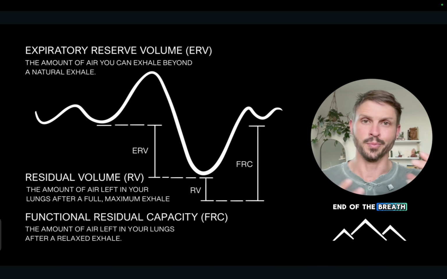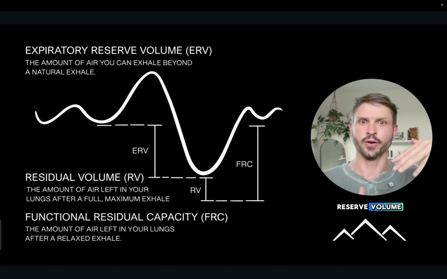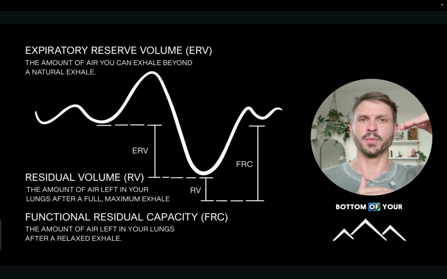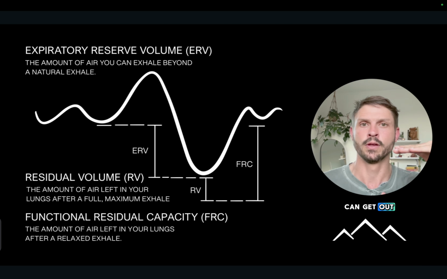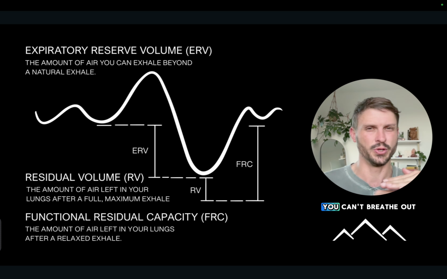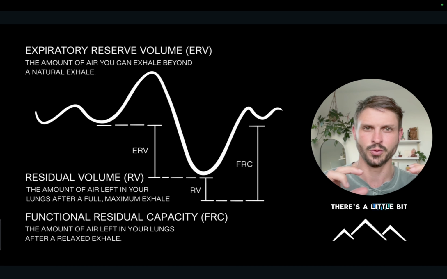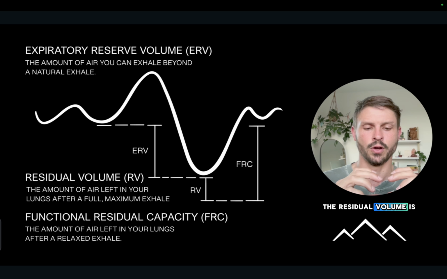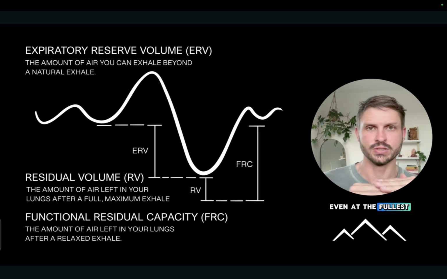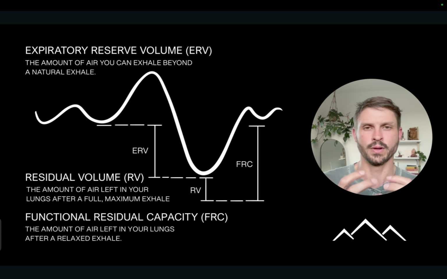And on the other end of the breath cycle, we have the expiratory reserve volume. So that's how much space is left from that bottom of your tidal volume exhale, how much more you can get out. Then at some point, you can't breathe out anymore, but even then, there's a little bit of air left at the bottom. This is the residual volume. The residual volume is essential for lung function because you need that tiny bit of air at all times, even at the fullest exhale. That little bit of air maintains pressure in the lungs to prevent collapse. So residual volume is quite important.